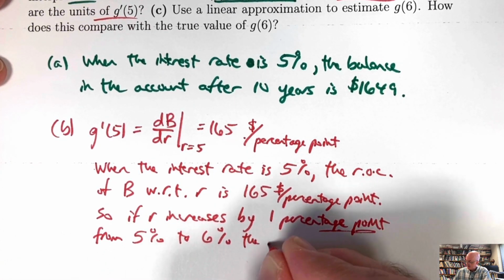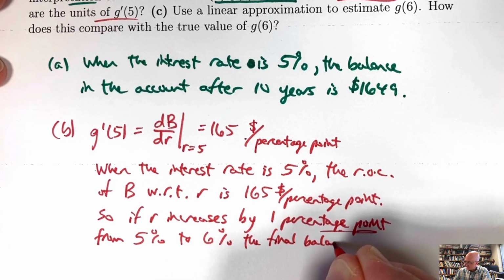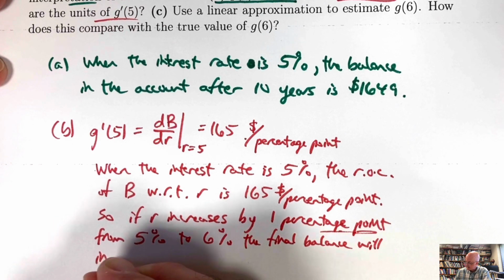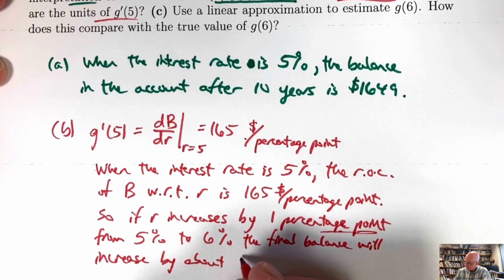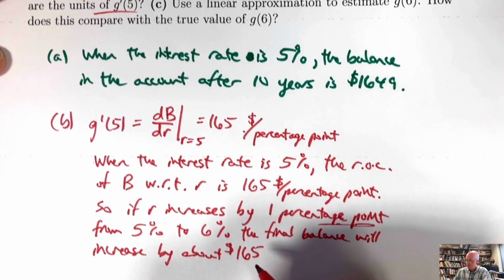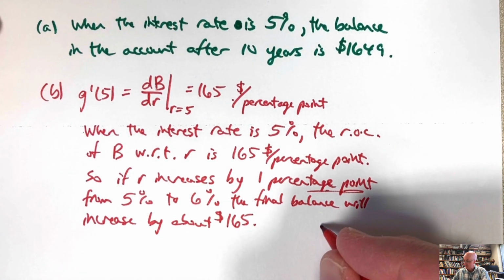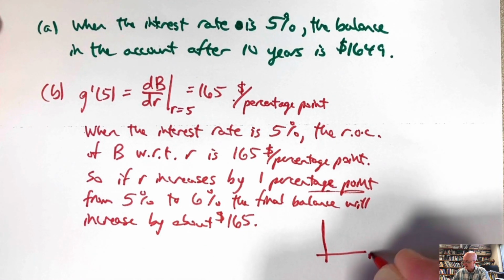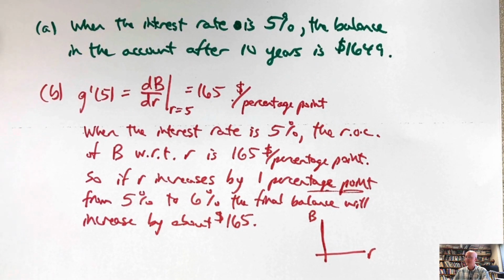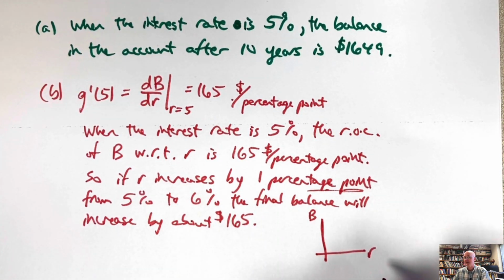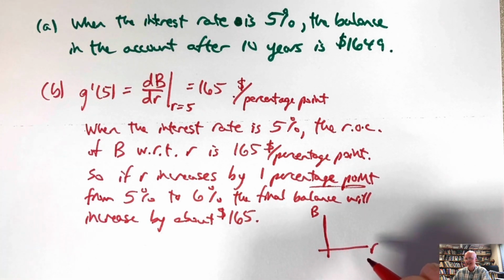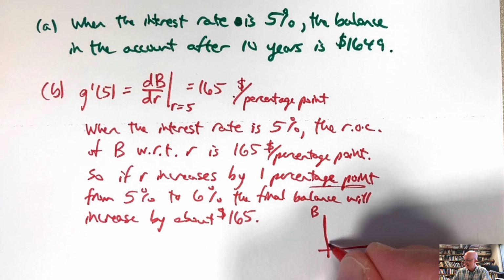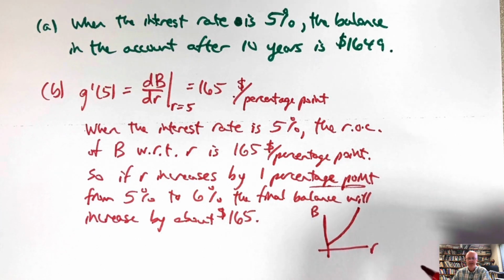The final balance will increase by about $165. Okay, will that be exactly right? Probably not. Let's think about what the balance graph would look like as a function of the interest rate. Maybe you have intuition for this, maybe you don't. You know the balance as a function of time t is exponential growth, increasing concave up. Is the balance also an exponential function of r? It turns out it is, though maybe that's not intuitive to you. It still is an exponential growth function and still increasing concave up.